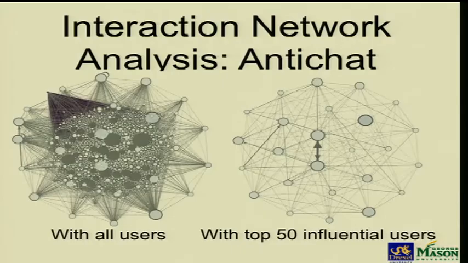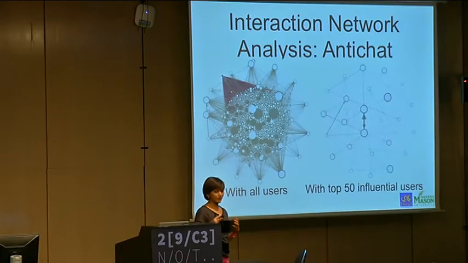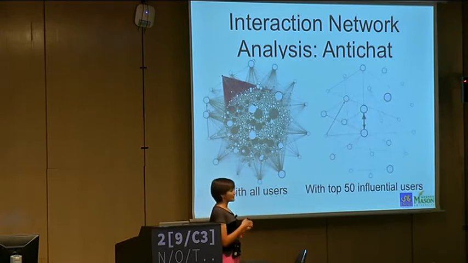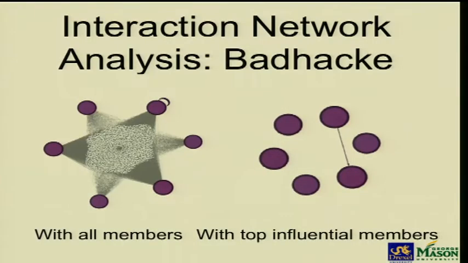We had a ground truth data set of who runs the forum for some of the forums, and we saw that this eigenvector centrality really brings out the people who are running the forum. So it's a very quick and automated way to find out the people who are running the forum. We noticed the same kind of structure in almost all the forums except Bad Hack. In Bad Hack, we saw that there were only 6 influential members, and everyone else was just connected with them, but there were no connections between these influential members.